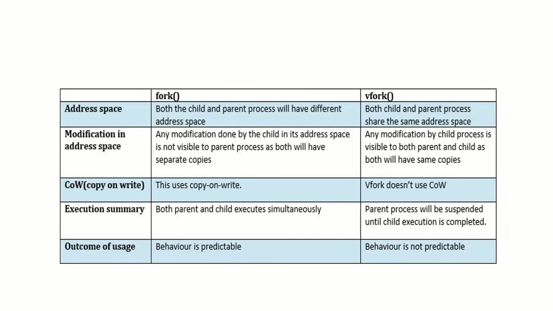Then what is the final outcome of both the functions, with the usage of the information? Behavior is predictable only when you are using the fork function. With vfork, behavior is not predictable because both point to the same locations.